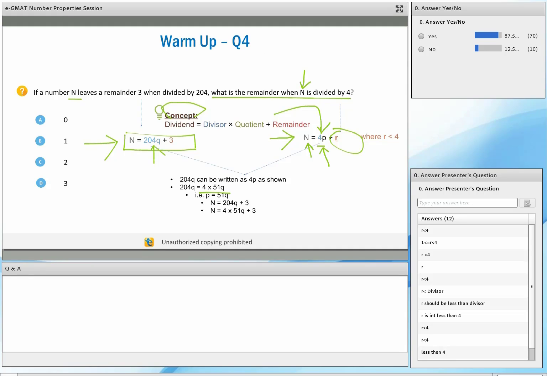And what I end up getting is that 204q, when I write it down, I have it as 4 times 51q, which means this part corresponds to the 4p part over here, and the 3 part corresponds to the r part here. Okay, so all I'm doing over here is I'm visualizing, and let me get rid of all of this so that I can show you once again, right?